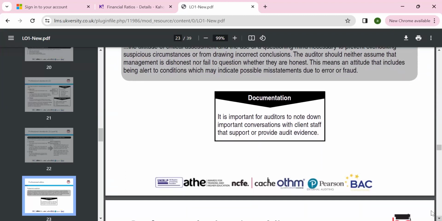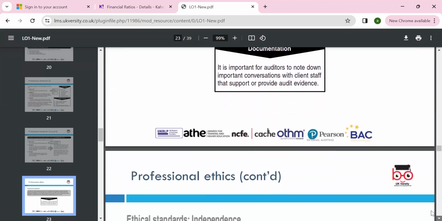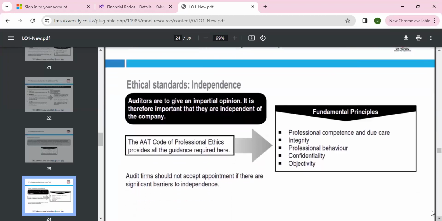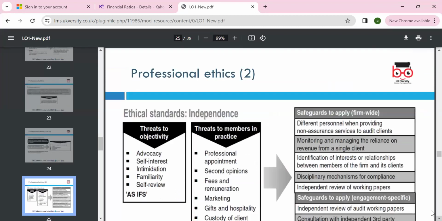Auditors note down important conversations with the clients and the various stakeholders. The auditor always needs to follow professional ethics to draw the assurance. We can look at these five professional codes of ethics: professional competence and due care, integrity, honesty, professional behavior, confidentiality, keeping the client information confidential, and objectivity, not bias or conflicting information.